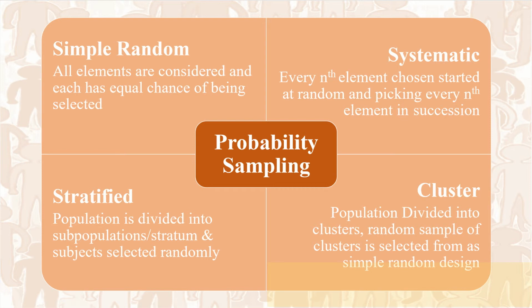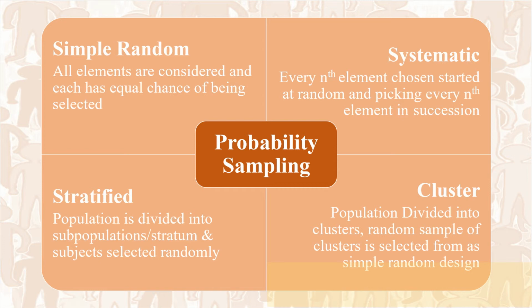Studies done with correct probability sampling methods can produce outcomes that can be used to project possible outcomes from a sample onto a larger population. Some probability sampling methods are simple random sampling, where each element is considered and each element has an equal chance of being selected. Systematic sampling, where every nth element is chosen, starting at a random number and picking every nth element in succession.